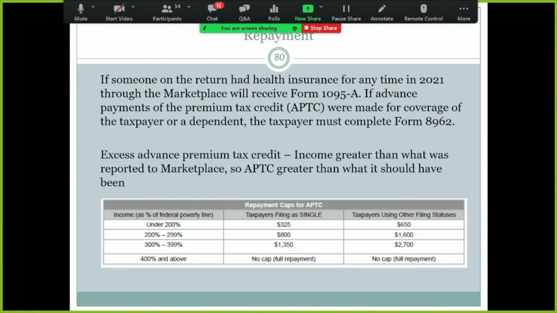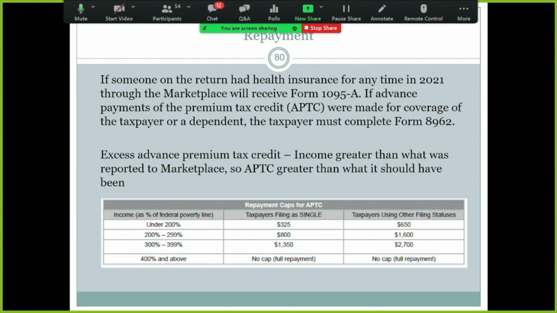So the next one that we have that's part of some additional other taxes is if it's related to the marketplace. This is the excess advance premium tax credit repayment. So if someone on the return had health insurance for any time in 2021 through the marketplace, they will receive a Form 1095-A. So if advance payments of the premium tax credit were made for coverage of the taxpayer or dependent, anyone listed on the tax return, then we have to complete Form 8962.